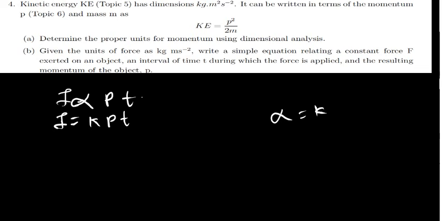This one we have been given already, that is this. So we're going to put the force, that is kg m s to the power -2. It's going to be equal to K, which is a constant. This is the original formula, but we just want to find the powers. So we're going to say p is raised to the power x, t is raised to the power y. We know that p is momentum, and we have found already the units for momentum. What is that?